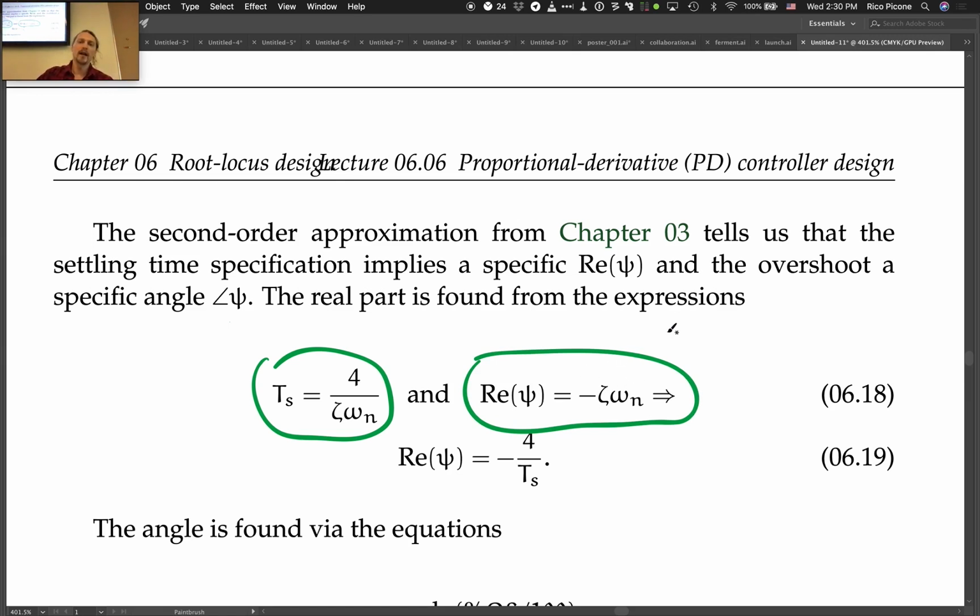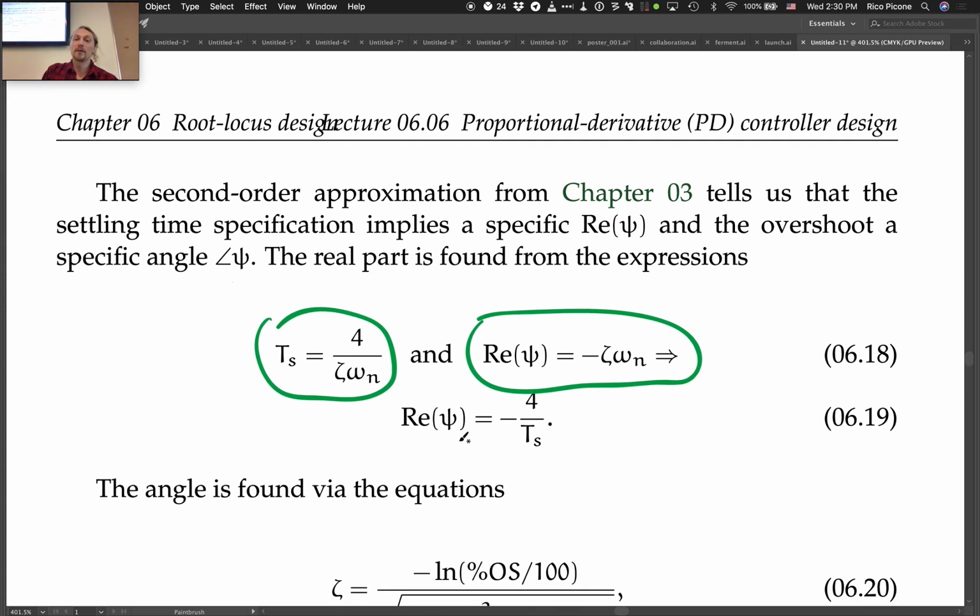Negative zeta omega n is the real part of psi. That was one of the parameters we drew on that plot. So you can combine those together and get that the real part of psi should be -4 over the settling time. This is a general result. Okay, this doesn't just apply to this problem. This applies to any problem where you have a settling time specified.